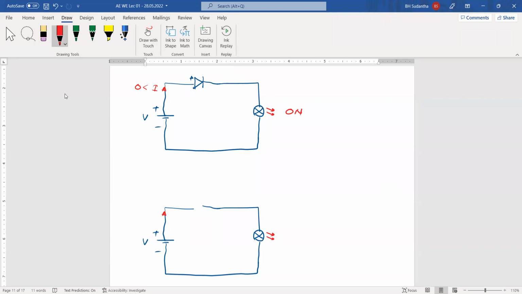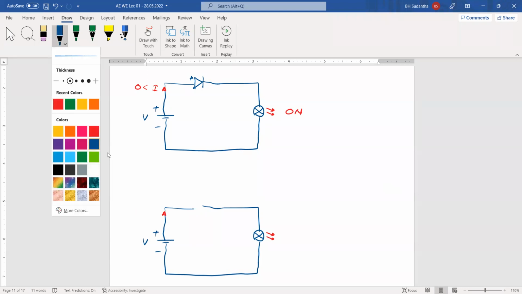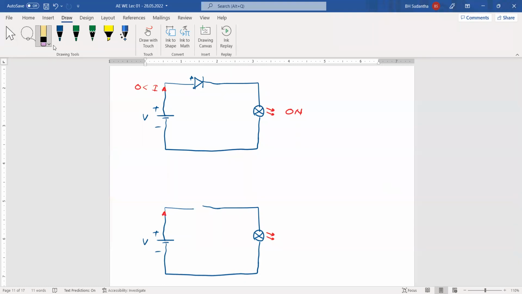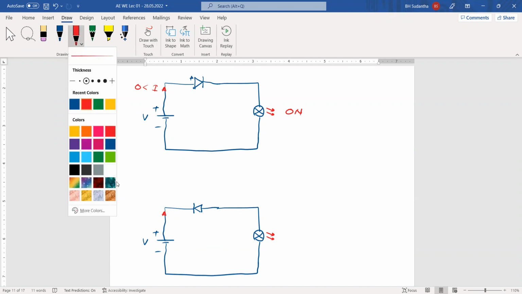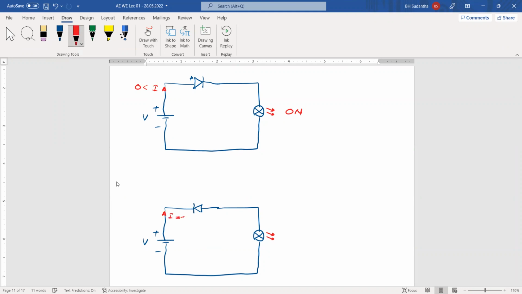But shall we put this diode in the other direction? Then this positive terminal has been connected to the negative terminal of the diode. Then what will happen? As a result, no current is going through this one, then current is 0. Current is not possible. Because of that, the bulb is not turned on, then the bulb is off.